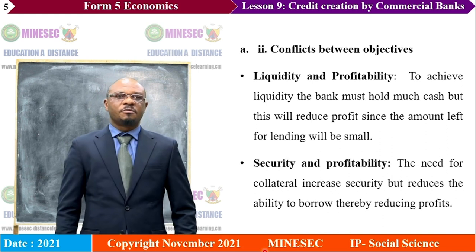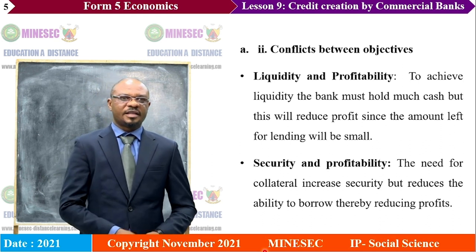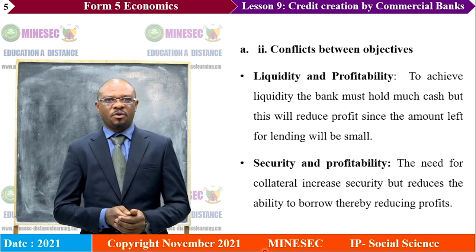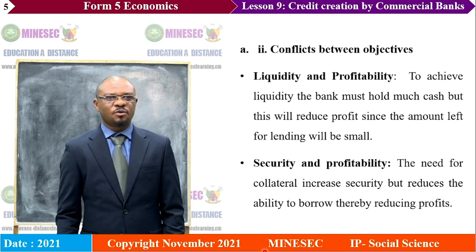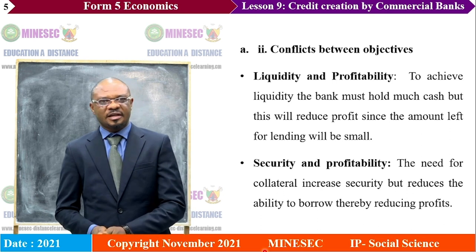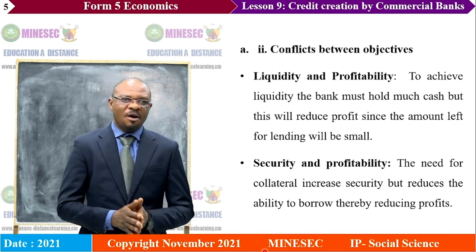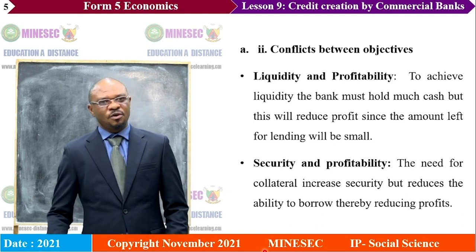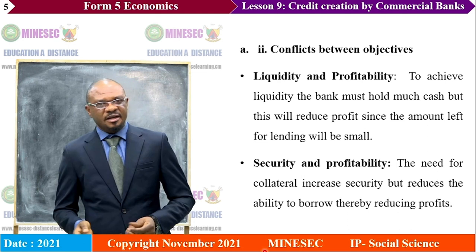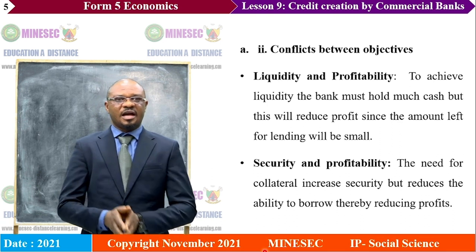The next conflict between the objectives is security and profitability. The need for collateral increases security, but unfortunately, this reduces the ability to borrow, thereby reducing profits. Why is it so? Because most customers do not have collaterals to back their loans, and because they don't have collaterals, the bank may not give the loan, and that will compromise the ability to make profit. But if the bank insists on making more profit, then it gives out the loans and ignores the collateral. But the risk is that customers may take the money and then default on payment. So that now creates a conflict between security and profitability.